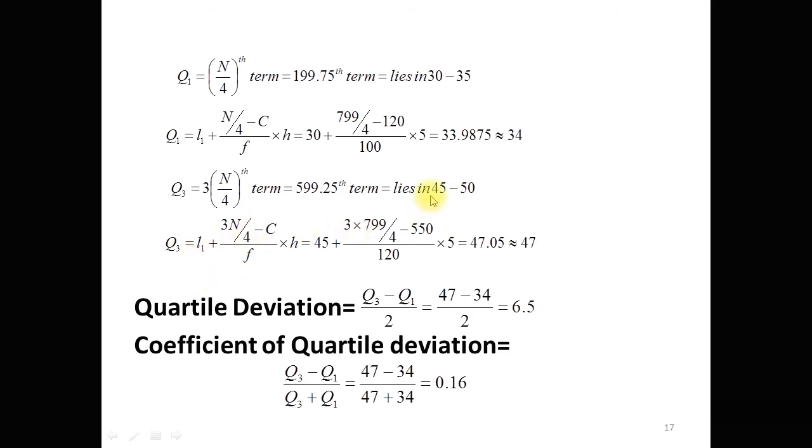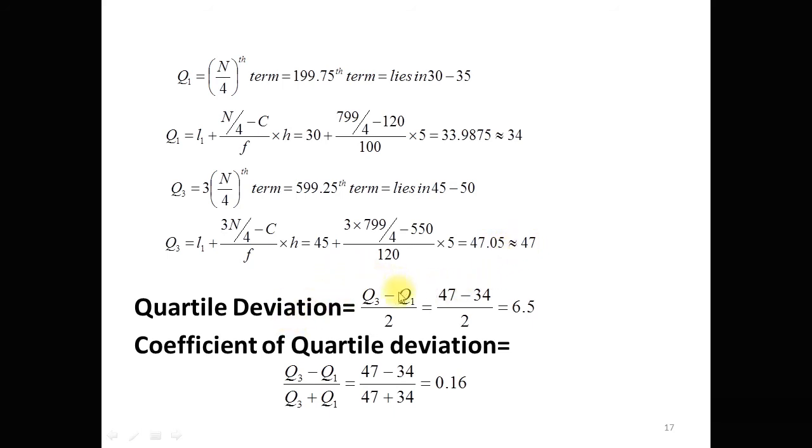So the lower limit of this group is 45, plus 3n by 4, we obtain 599.25, and the one step previous cumulative frequency is 550, divided by its given frequency, which is 120, multiplied by the step size, and the step size in this class is also 5. So after simplifications, we obtain the third quartile Q3 is equal to 47.05, which is approximately equal to 47.